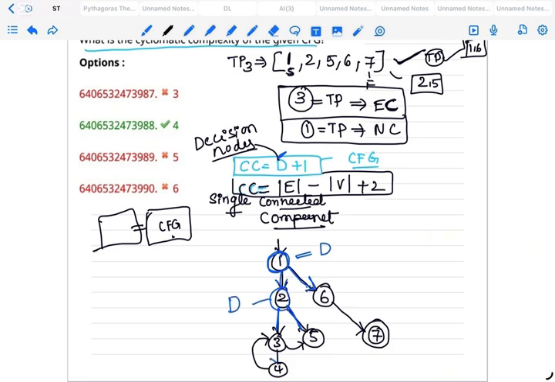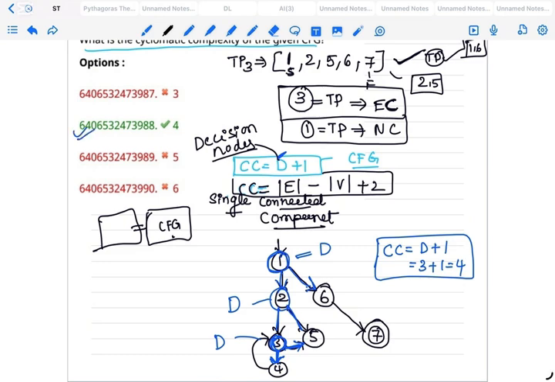Again, 3 to 4 is also an arrow, I forgot it. Node 3 is also a decision node. Here it splits into 2, that is, an if condition or else condition. So there are 3 decision nodes, and cyclomatic complexity equals D plus 1, which is 3 plus 1, equal to 4. This is the cyclomatic complexity. The answer for this question is 4.